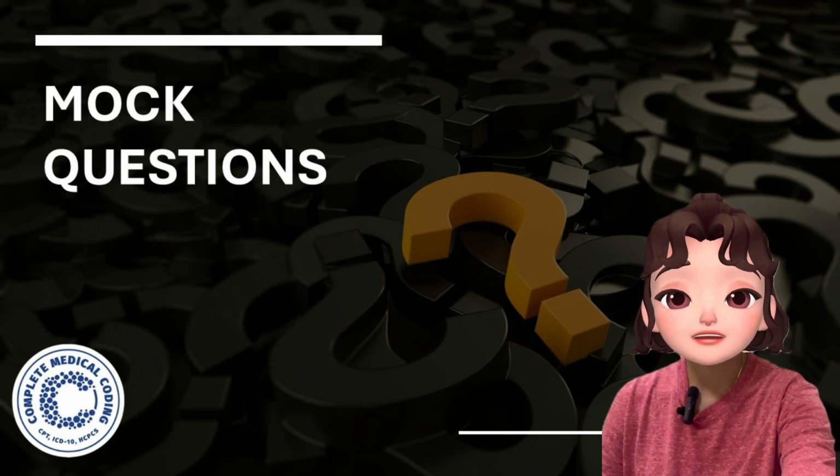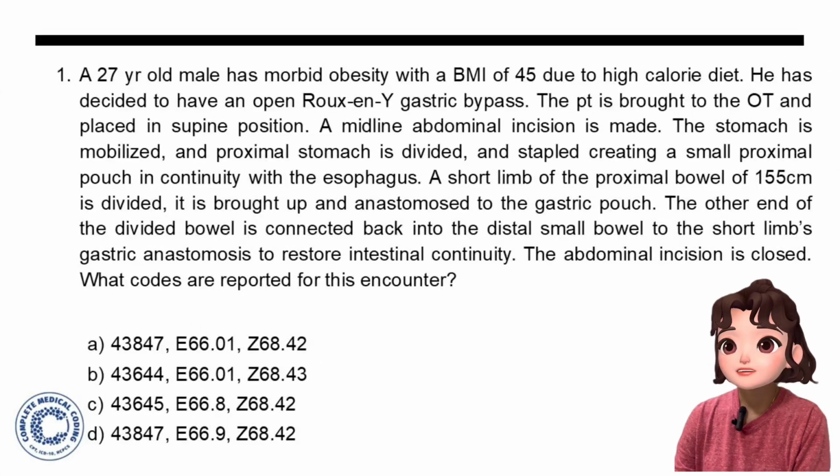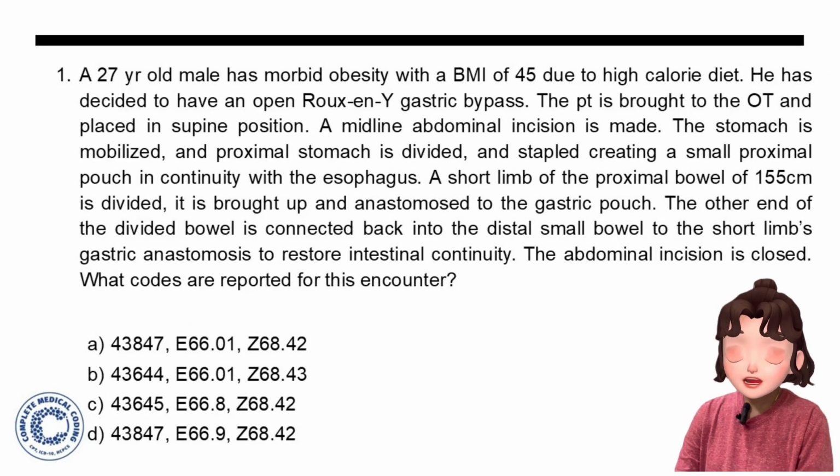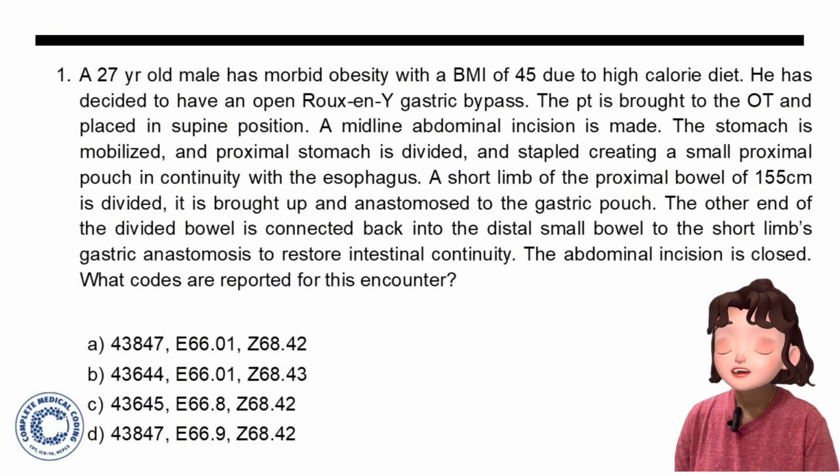I'm moving directly to the first question. You can keep your CPT and ICD code books with you. A 27-year-old male has morbid obesity with a BMI of 45 due to high calorie diet. He has decided to have an open Roux-en-Y gastric bypass. The patient is brought to the OT, operation room, and placed in supine position. A midline abdominal incision is made.